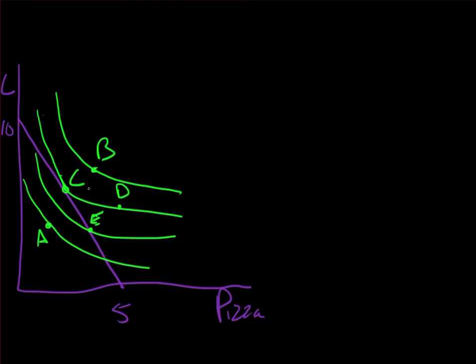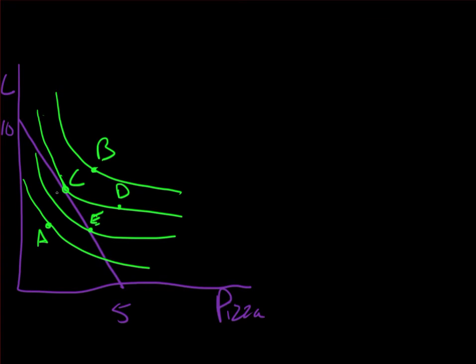B, on the other hand, is in a situation where I am beyond my budget constraint. Therefore, this is over my budget, and I cannot achieve this consumption bundle, even though I may wish to have it. For the current budget, I just can't get there. And D would be the same thing. I can't achieve it. It's beyond my budget.